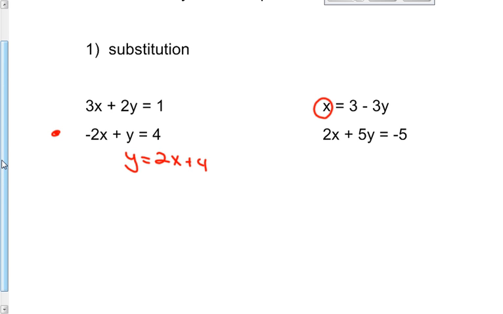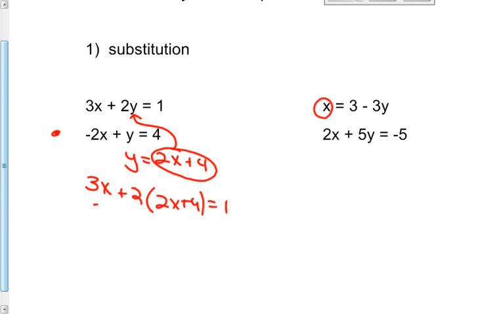And then when you do substitution, you circle that piece, whatever letter you got to be by itself, and plug it into the other equation that you did not use in place of that letter, and then rewrite. 3x plus 2 quantity 2x plus 4 equals 1. 3x plus 4x plus 8 equals 1. 7x equals negative 7, x equals negative 1. And remember, you're solving a system, so that's the first piece to your answer.